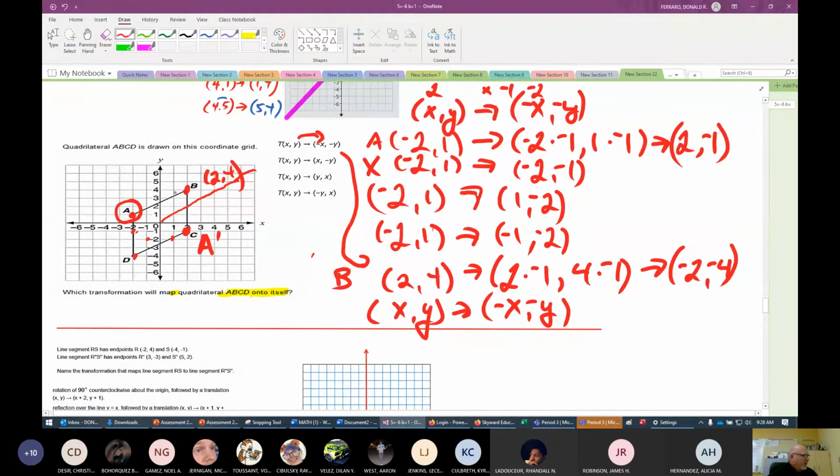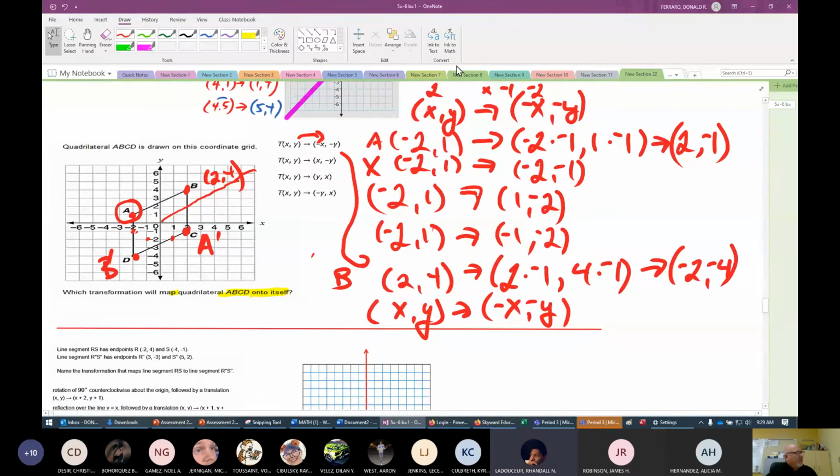So I've got -2. I go over 2 to the left, and I go down 4. And point B maps to D. So that is B prime. Now I could go through C and D and show you that they're just reversing spots. But I'm telling you that this is the correct answer right here.